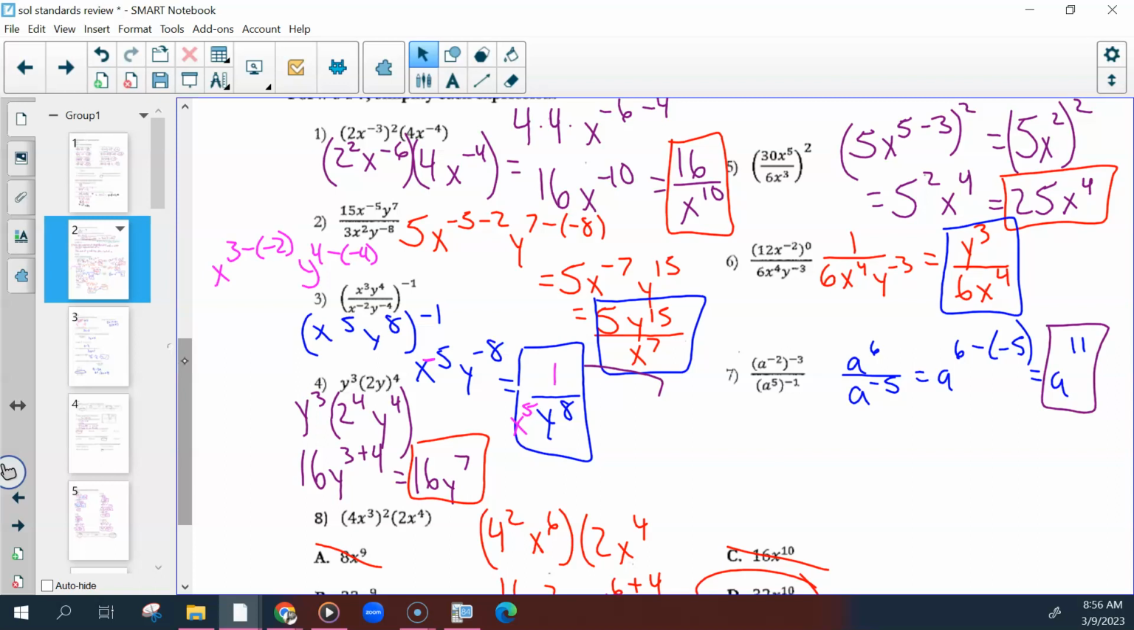And then for 7, you would multiply your exponents first. So negative 2 times negative 3 gives us 6. 5 times negative 1 gives us negative 5. Then we're dividing like bases, so subtract your exponents. In this case, you end up adding, and your final answer becomes a to the 11.